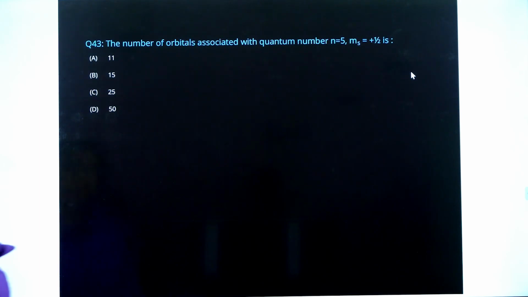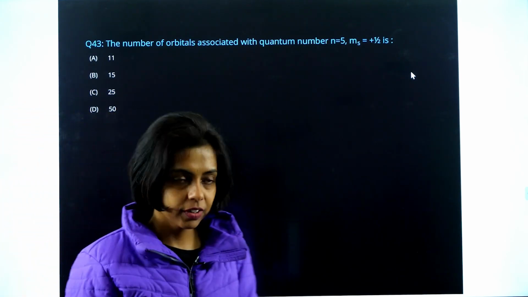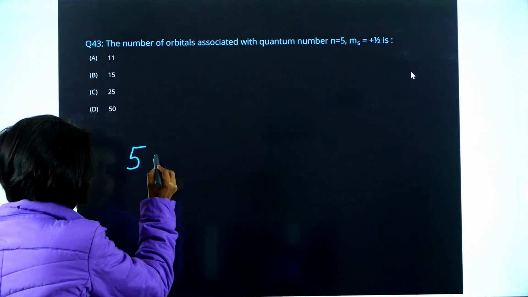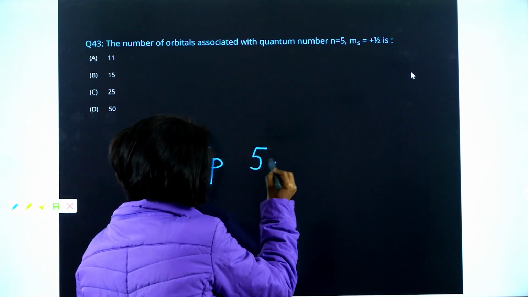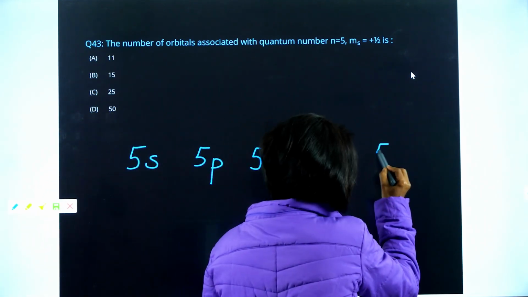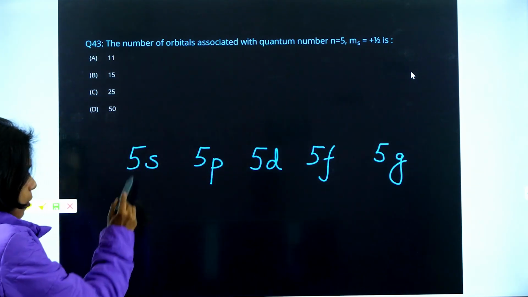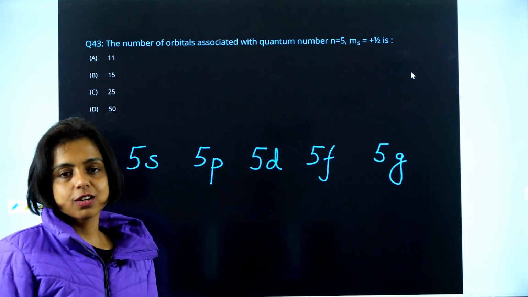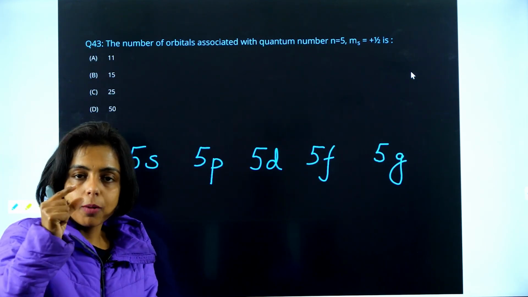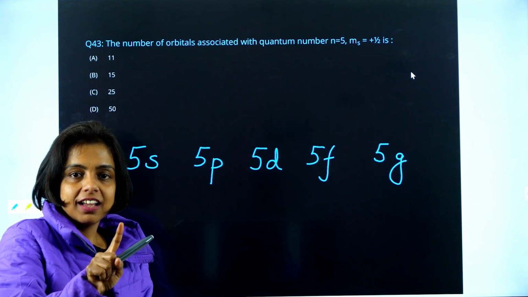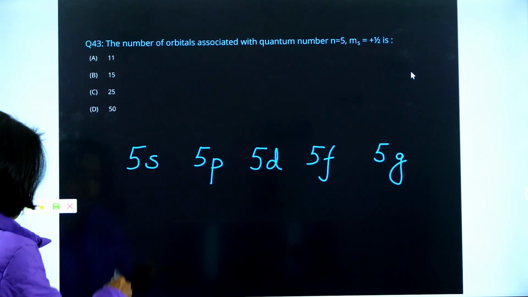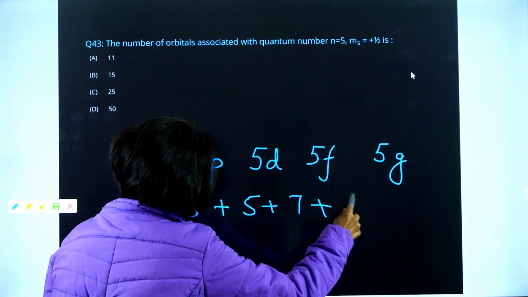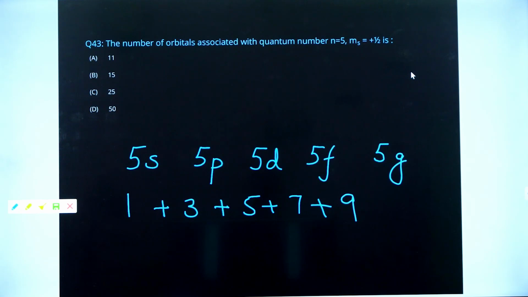Okay, the number of orbitals associated with quantum number 5, principal quantum number is 5. So if n is 5, what all subshells do we have? We have 5s, 5p, 5d, 5f and 5g, right? We have 1 orbital, 3 here, 5 here, 7 here, 9 here, right? And in each orbital, there are 2 electrons, one with plus half spin, another with minus half spin, right? So 1 electron will be here, 3 here, 5 here, 7 here, and 9 here.